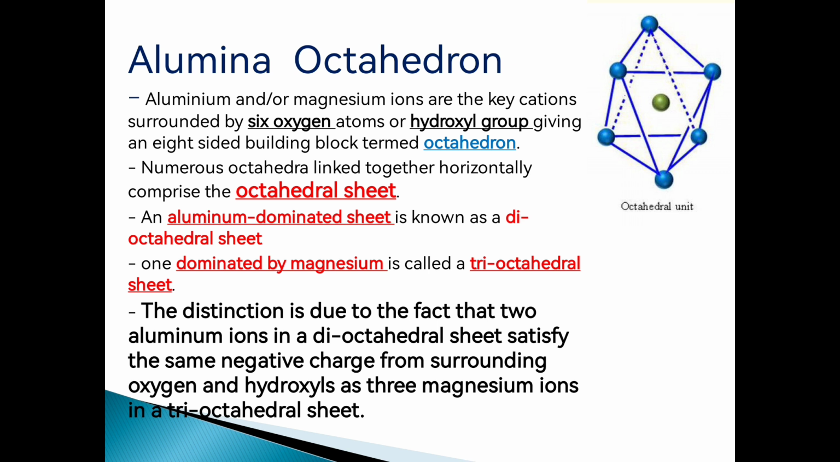The numerous octahedra linked together horizontally comprise the octahedral sheet, and the aluminum-dominated sheet is known as dioctahedral sheet, and the one dominated by magnesium is called a trioctahedral sheet. The distinction is due to the fact that 2 aluminum ions in a dioctahedral sheet satisfy the same negative charge from surrounding oxygen and hydroxyl as 3 magnesium ions in a trioctahedral sheet. So, ito yung kanyang structure ng alumina octahedron.